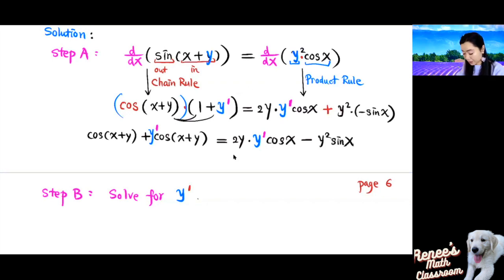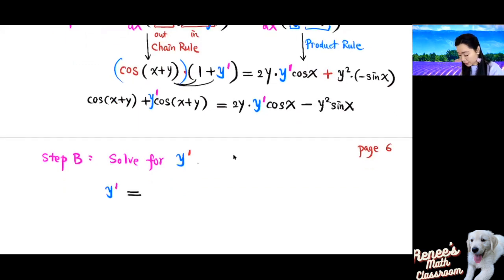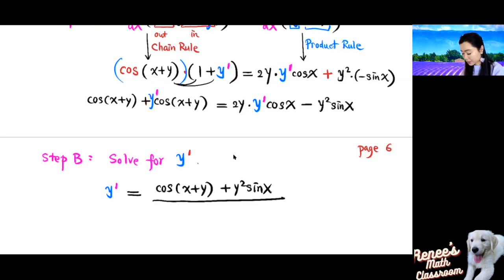Now when you solve for y prime, y prime will be equal to, so we will have this term and this term together. So move this one over. So minus becomes plus. So this will become cosine of x plus y, and y squared sine x. And then divide by, now for these two, you bring them together and take out the common factor y prime. So you have 2y cosine x minus cosine of x plus y. So we solve for y prime.